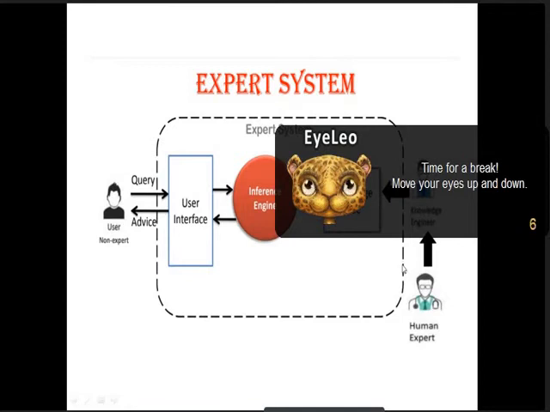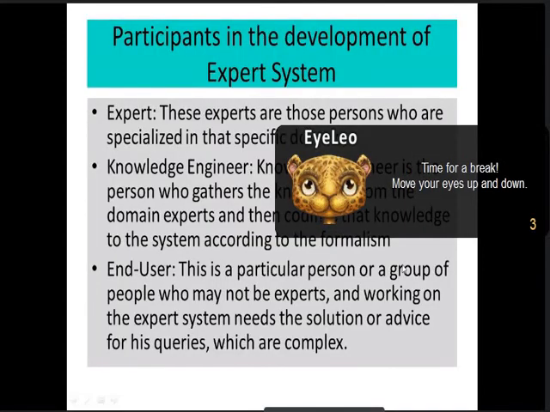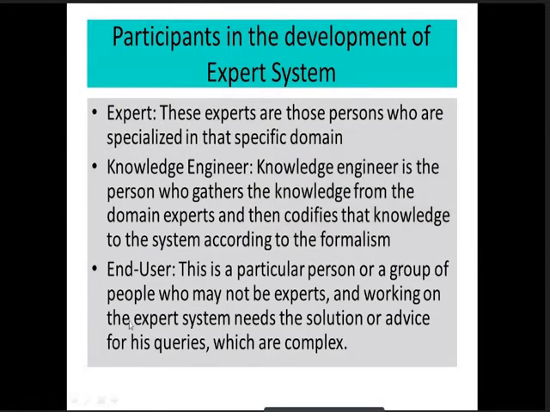This is the basic thing. So who are the participants in the development of an expert system? We have seen experts, knowledge engineers, and end users. Experts are the persons who are specialized in that specific domain. Like if we talk about a diagnosis system, then doctors are the experts for that. They're going to put the data, not directly, but with the help of these knowledge engineers. They are the persons who gather the knowledge from the domain expert and then codify that knowledge into the system according to the formalization. So they're going to code and put that in the knowledge base.